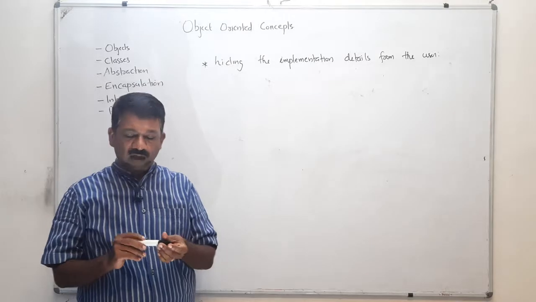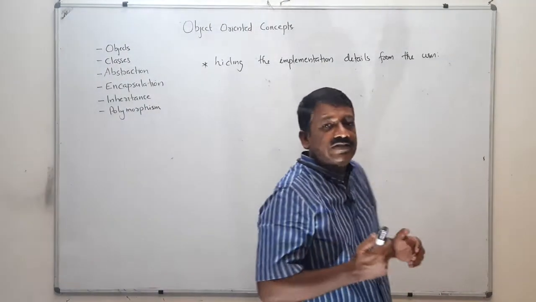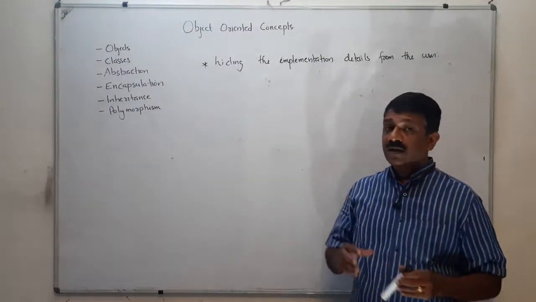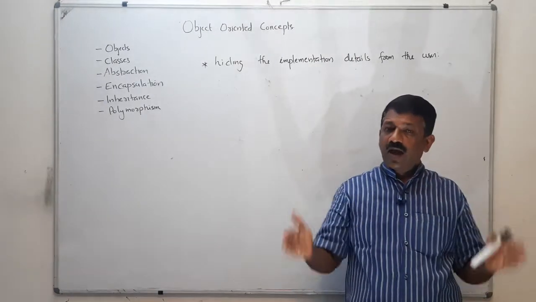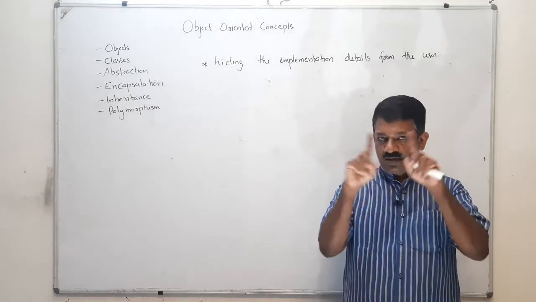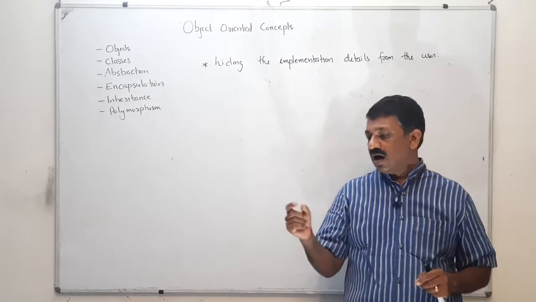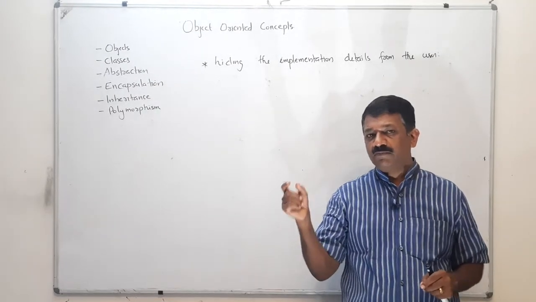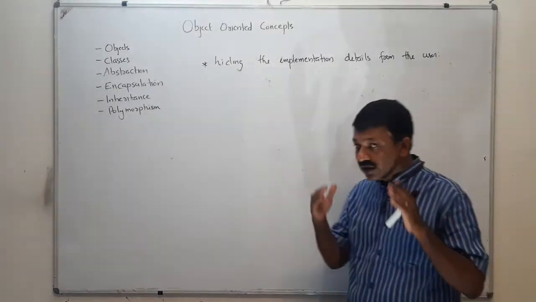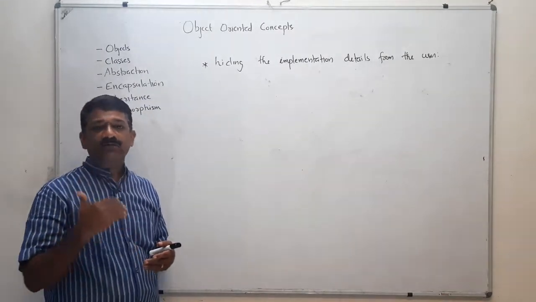Suppose that you have a particular object, say a fridge, or a TV or washing machine or whatever it be. So you have a switch, and when you put on the switch, the system will be on. Okay, that means how it is working, that means the implementation of that switch is not known to the user. That implementation detail is hidden from the user.